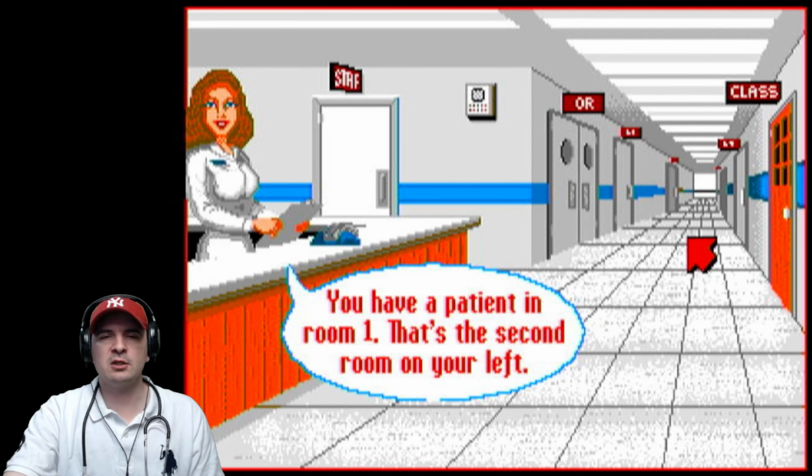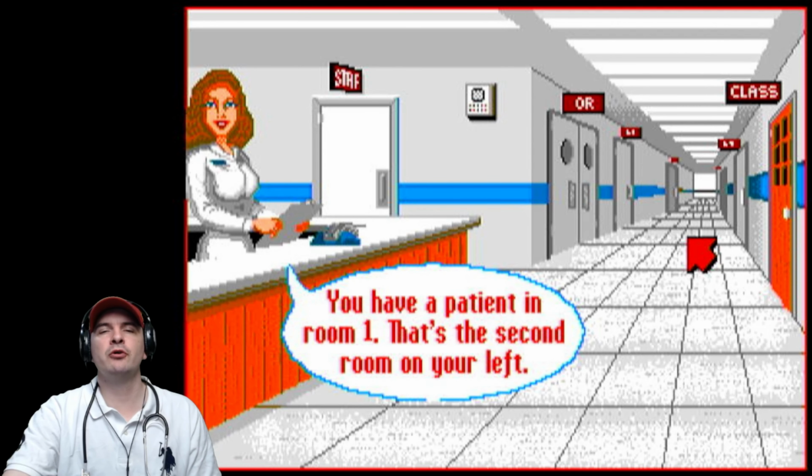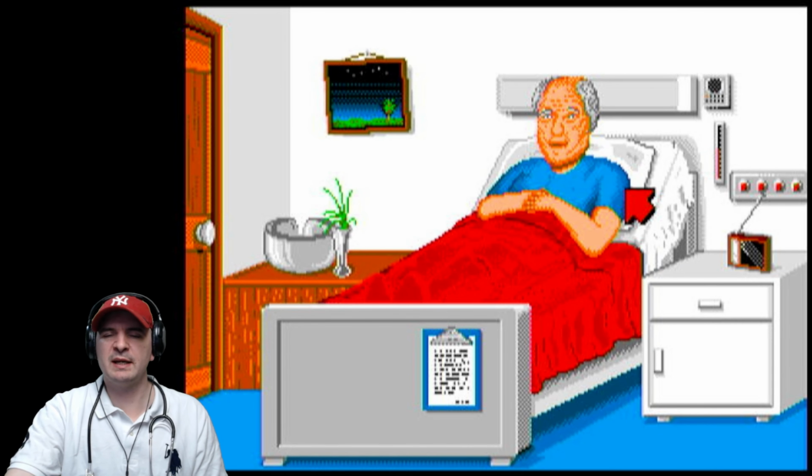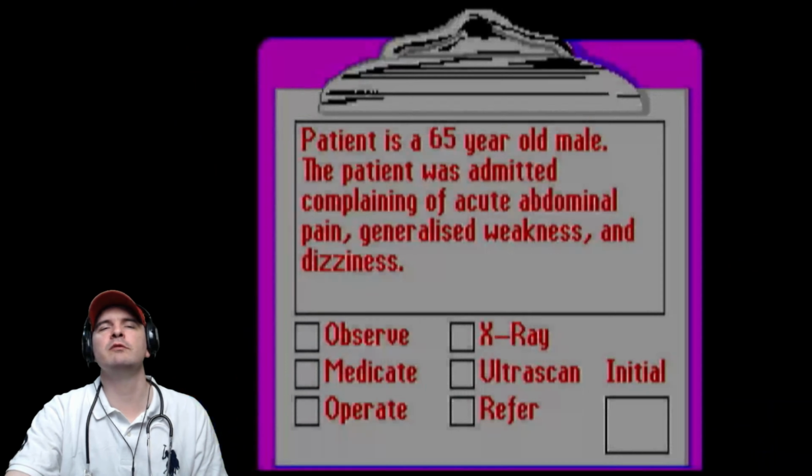Okay, let's commence. So we have a patient in room 1. There's a second room on your left. So basically, each patient will have a clipboard at the base of the bed. Click on the clipboard and find out what's wrong with them.